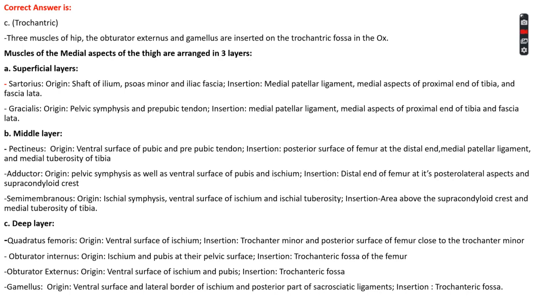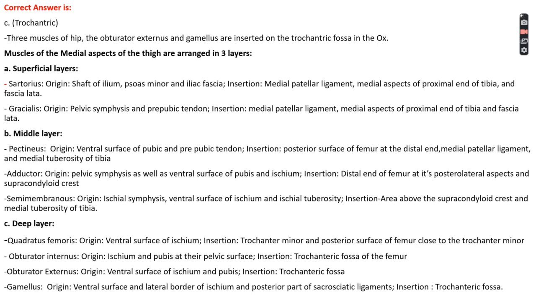Okay, and if we see the adductor muscle, the origin of this adductor muscle is the pelvic symphysis as well as the ventral surface of pubis and ischium. The insertion of this adductor muscle is at the distal end of the femur, that is the posterolateral aspect and the supracondylar crest. Okay, and in the case of the semimembranosus muscle, the origin is the ischial symphysis, the ventral surface of ischium, and the ischial tuberosity. This muscle inserts at the area above the supracondylar crest and the medial tuberosity of tibia.